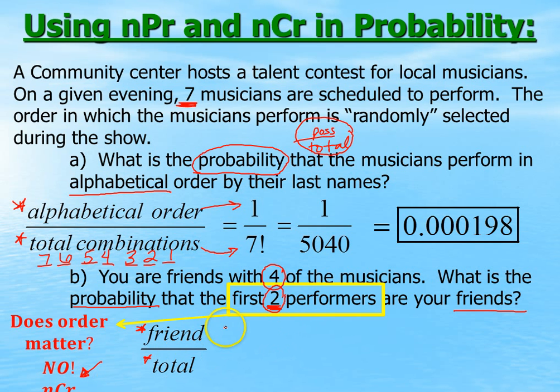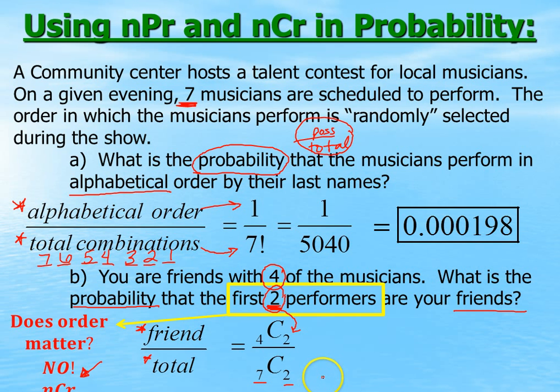So how are we going to write it out? What's our probability of picking that friend? What out of what? I have 4 to choose from, and I want to choose the first 2 performers. So that's 4 choose 2. And then what's the total? I've got 7 musicians, and I'm choosing 2. Okay, so that's our probability.